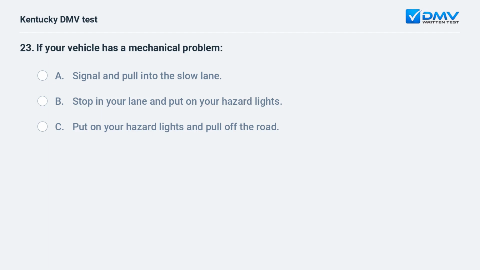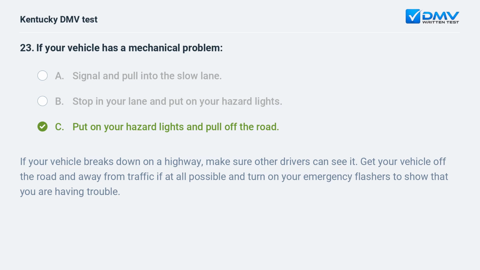If your vehicle has a mechanical problem: A. Signal and pull into the slow lane. B. Stop in your lane and put on your hazard lights. C. Put on your hazard lights and pull off the road. C. Put on your hazard lights and pull off the road.